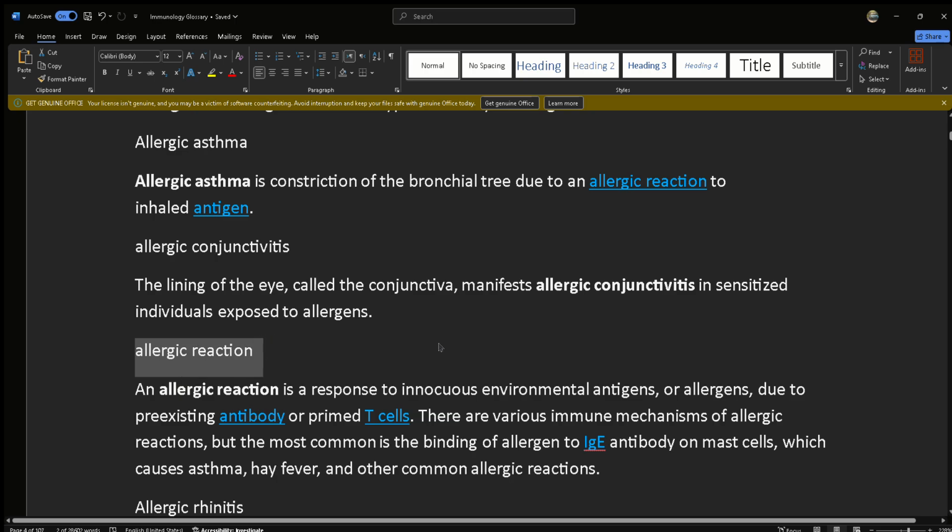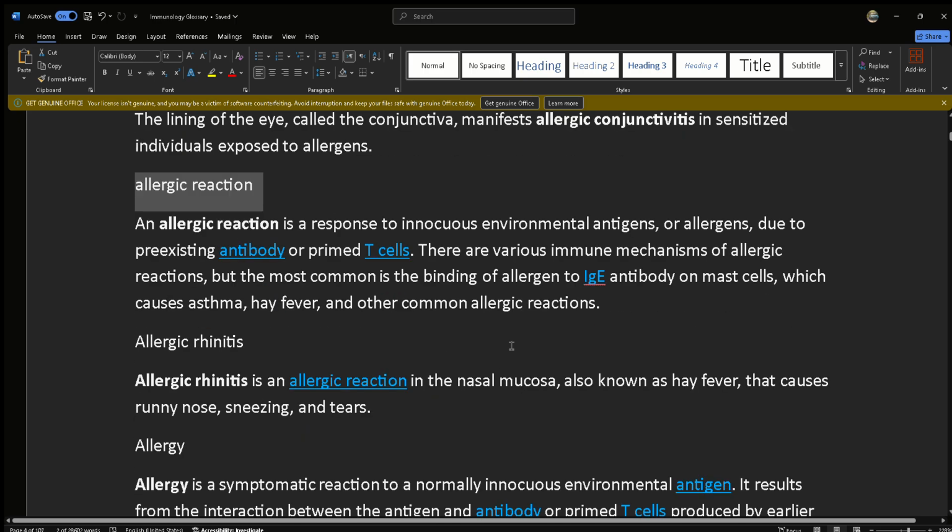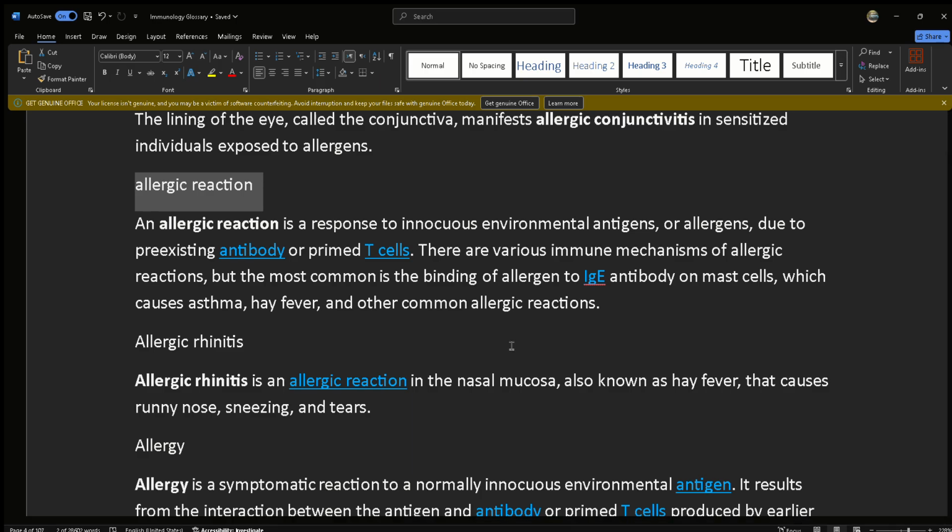Allergic reactions. So an allergic reaction is a response to innocuous environmental antigen or allergens due to pre-existing antibody or primed T cells. There are various immune mechanisms of allergic reactions, but the most common is the binding of allergen to IgE antibody on mast cells, which causes asthma, hay fever, and other common allergic reactions.